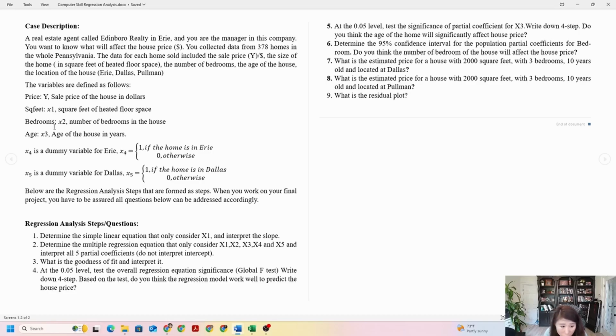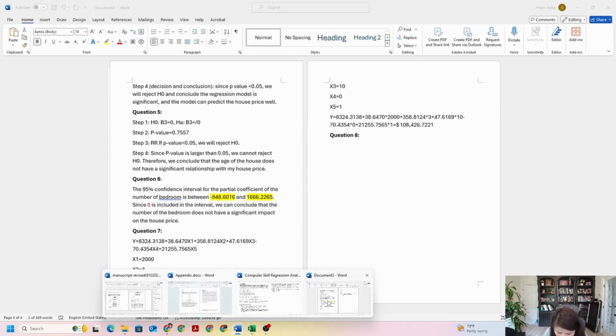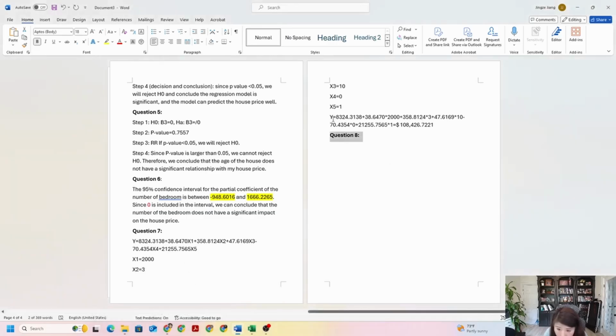That means my x1, x2, x3 values will be exactly the same as in question number 7. However, the dummy variable values will be different. The house is located in Pullman, which means x4 has to equal 0 because it's not Erie, and x5 also has to equal 0 since it's not in Dallas. So when we calculate with this equation, it will be a little bit different. All those values are the same since x1, x2, x3 are the same, but here x4 is 0 and x5 is also 0, since it's in Pullman, not Dallas.